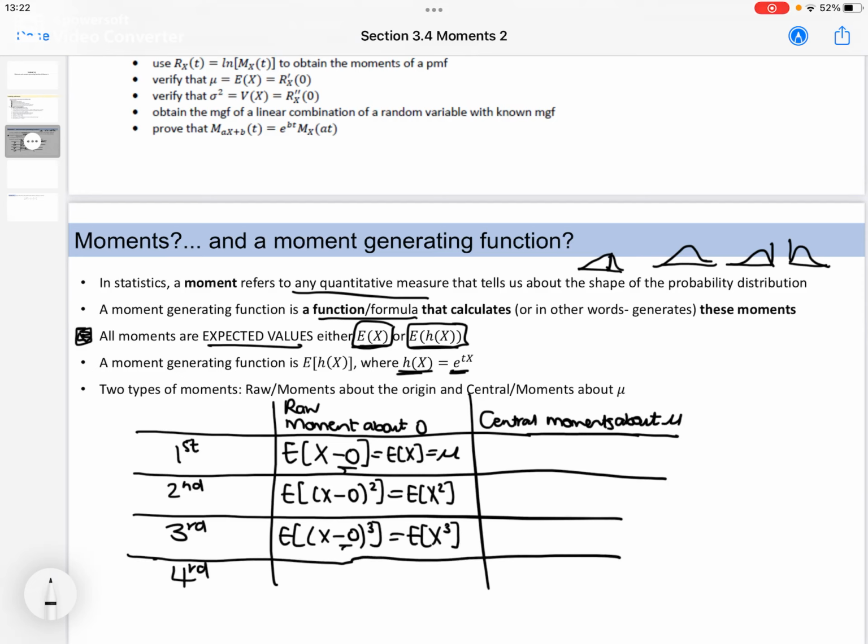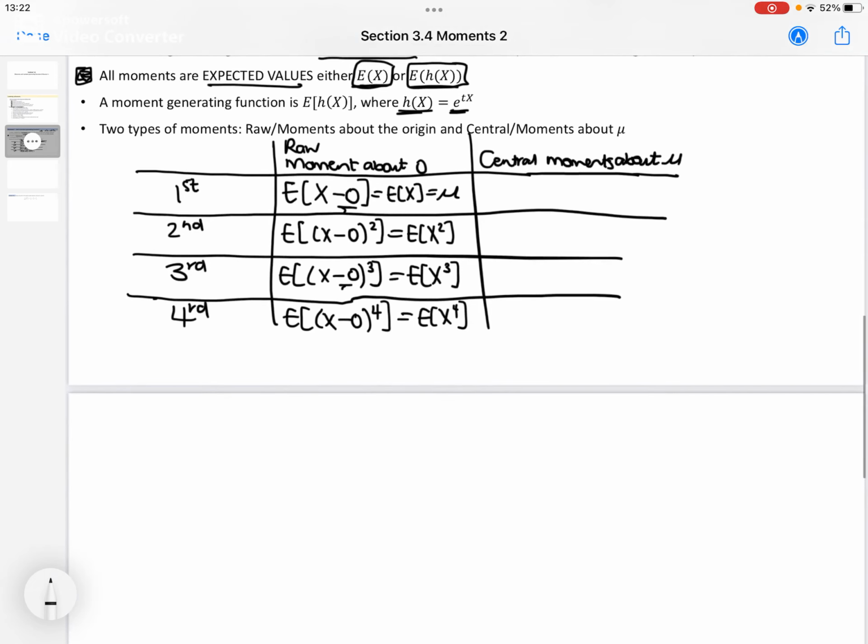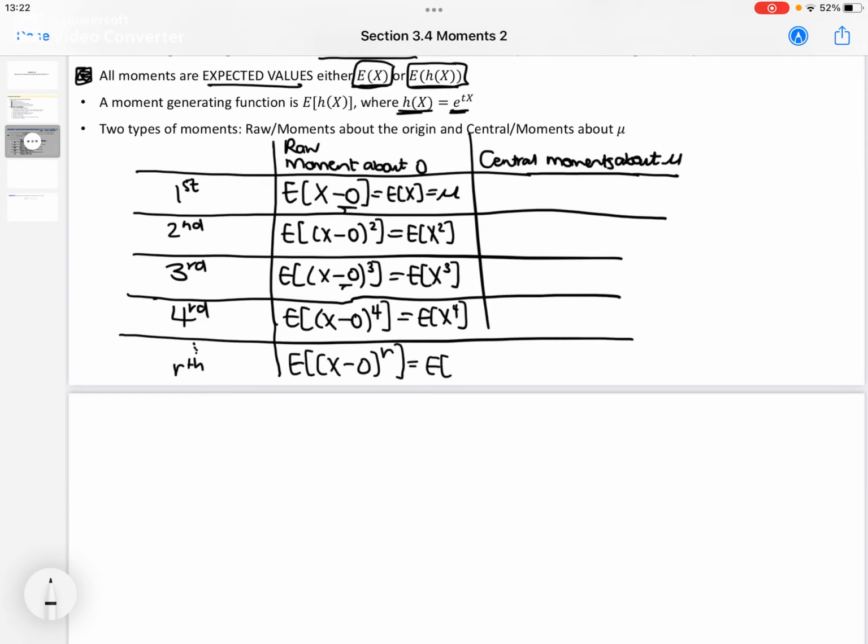The fourth moment about 0 is the expected value of x minus 0 all to the power 4, and so that is the expected value of x to the power 4. Now, if I continue this pattern r number of times, then I'll say the rth moment about 0 is the expected value of x minus 0 all to the power r, and so that is the expected value of x to the power r. Okay, so that's how we define moments about 0.